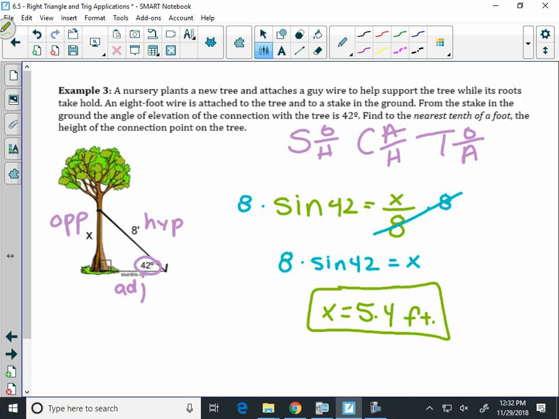And again, this is our angle of elevation because from the horizontal line up to the diagonal, it's going upwards, the angle of elevation on the bottom of your triangle. Okay. Questions over that?